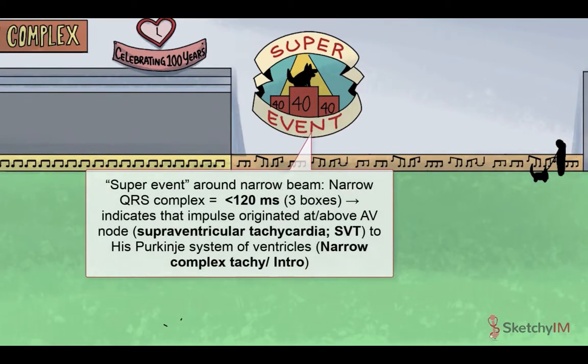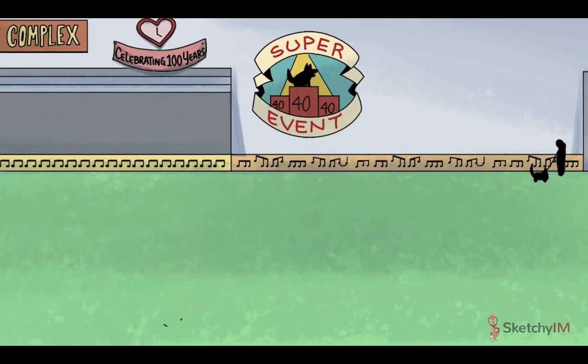Remember that the QRS complex represents ventricular depolarization and that the duration of the QRS complex is the amount of time it takes for the ventricle to depolarize. If our electrical current is flowing from the atrium through the AV node and down the normal conduction system of the heart, this is the fastest way for the heart to depolarize and should take less than 120 milliseconds, creating a narrow complex. So we assume that any narrow QRS complex originated above the AV node and thus is supraventricular.